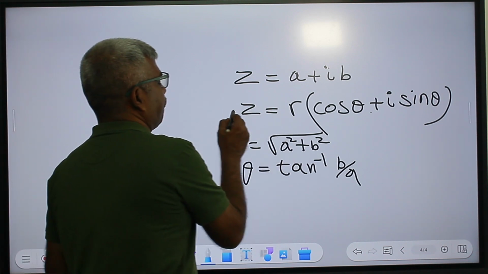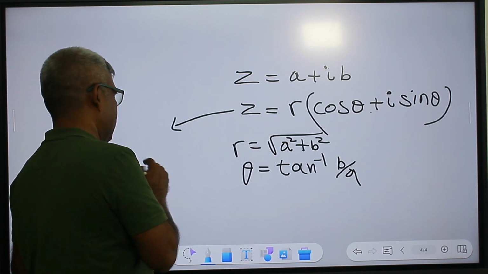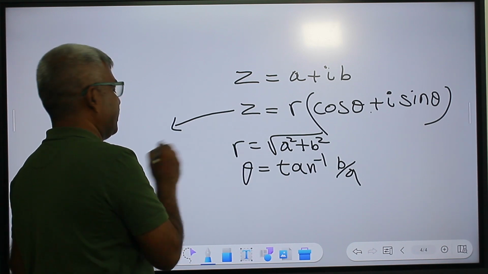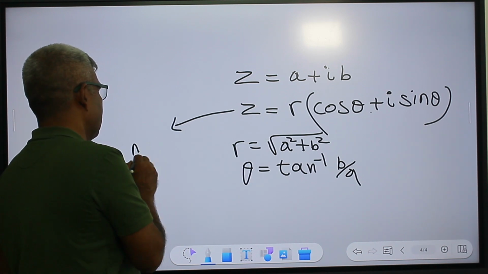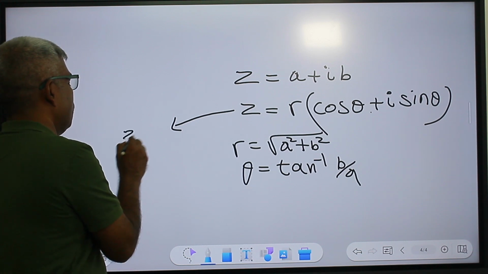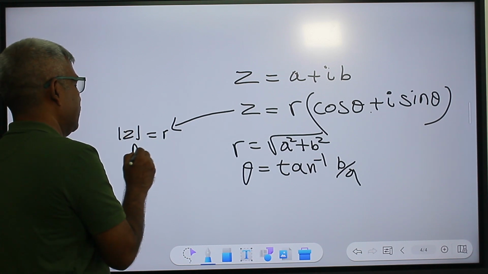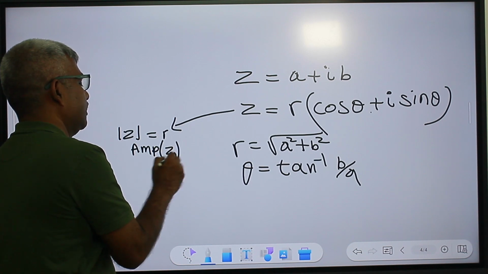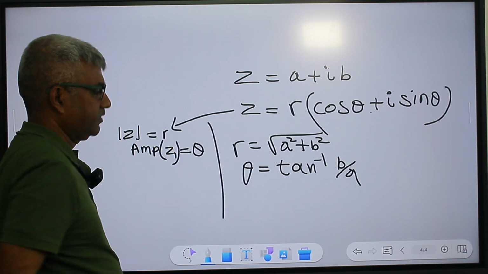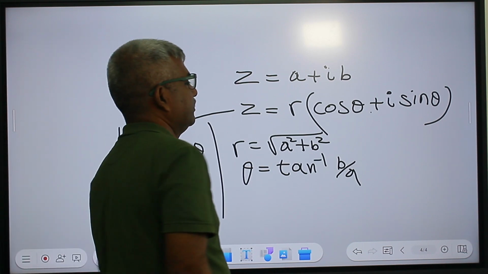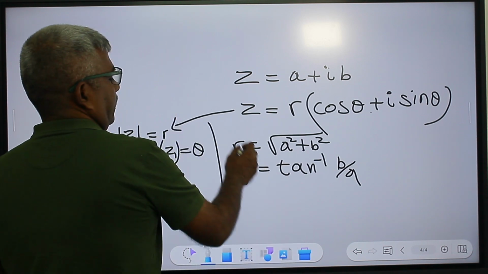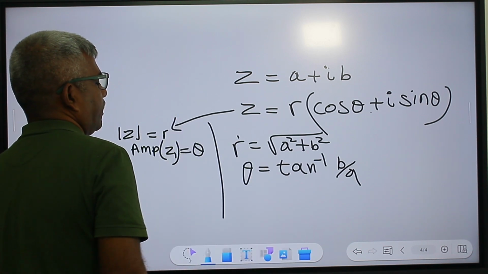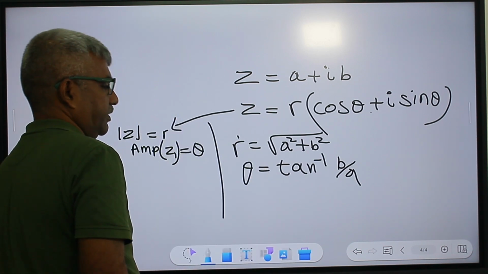Here for polar form, modulus of z is r. Amplitude of z is theta. Okay. Copy it out.